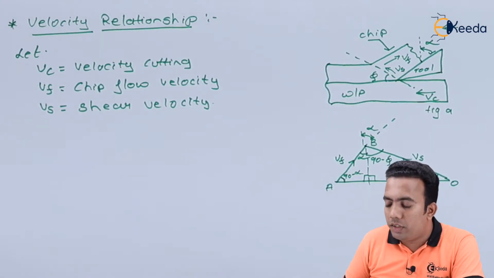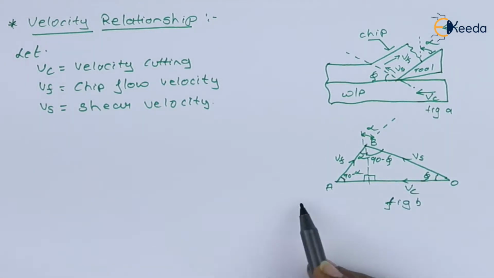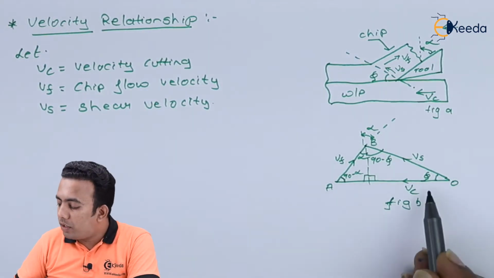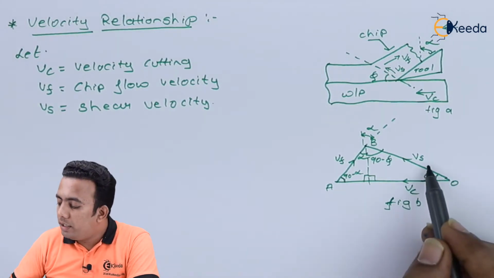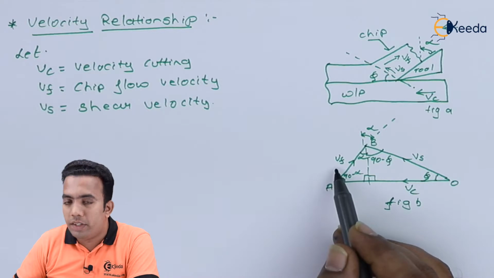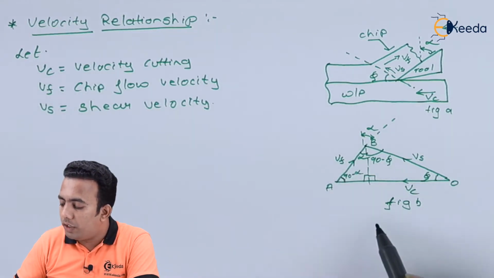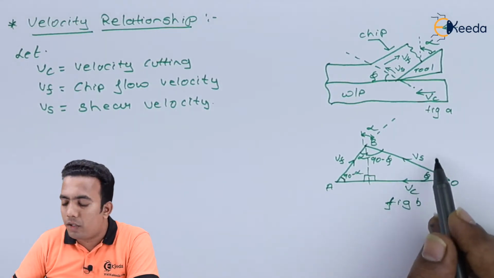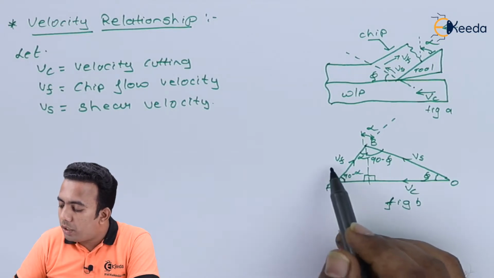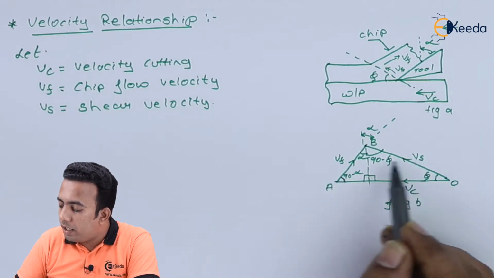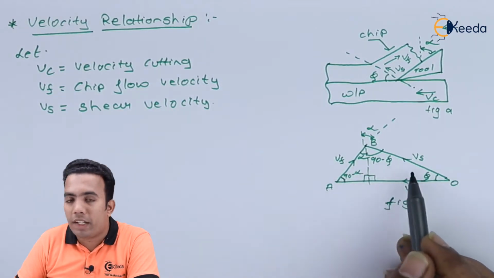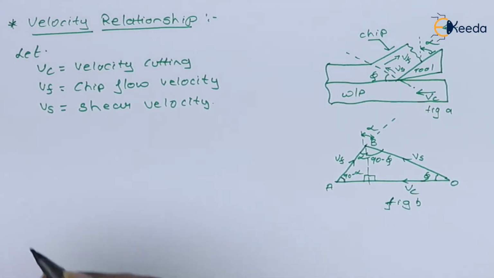First we have to assume a triangle. As you can see in this second diagram, AOB, these are the three velocities. The first is the cutting velocity, the second is the shear velocity, and the third is the chip flow velocity. This is the phi angle between the shear velocity and the cutting velocity. The angle between the chip flow velocity and the shear velocity is 90 minus phi plus alpha, and the remaining angle is 90 minus alpha.